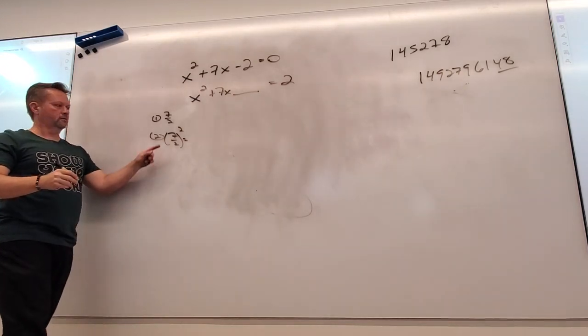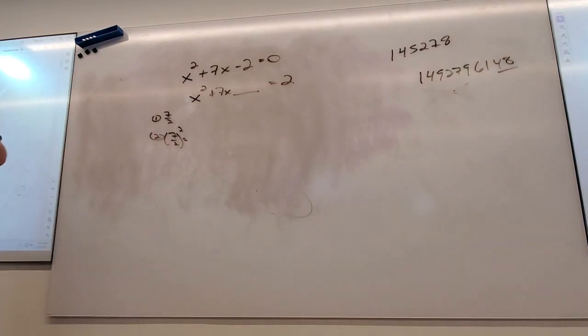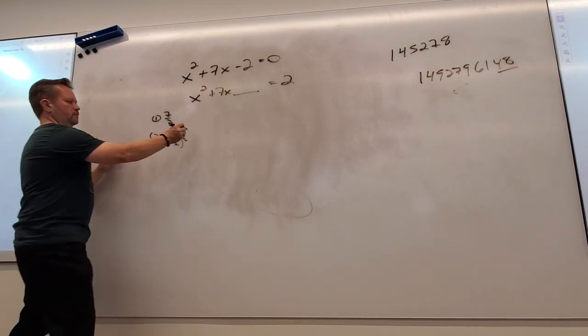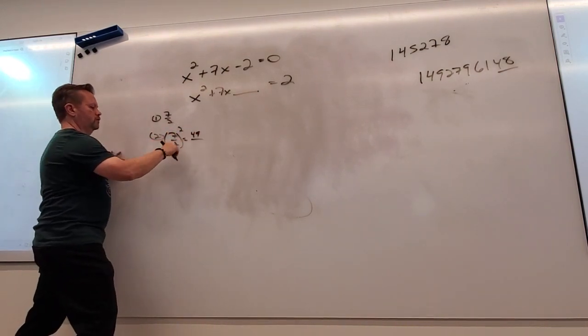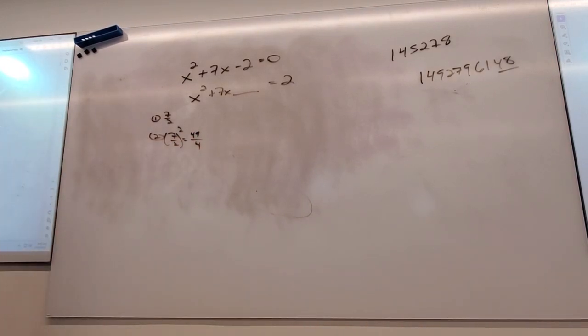What do you get when you square it? 12.25. No, I don't care about decimals. What do you get? You get 7 squared, 49, over 2 squared, 4. Okay. You'll see why in a minute.